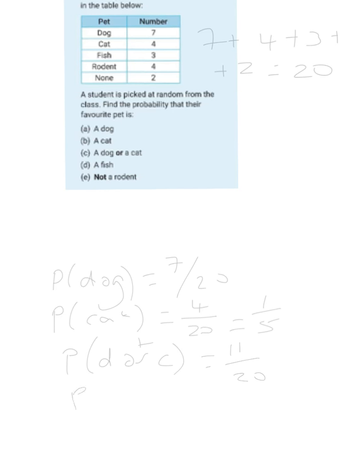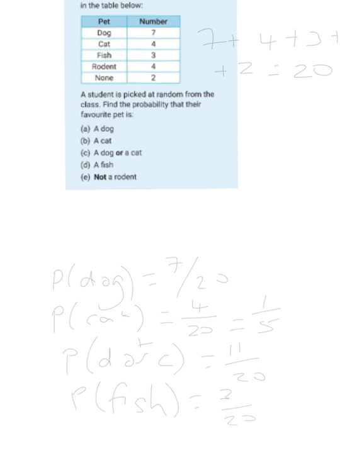The next one would be the probability of getting a fish. Okay, so we'll just see what's the probability of getting a fish. So you read it off here. So fish is 3 out of 20. And you can't break that down, so we leave it as 3 all over 20.